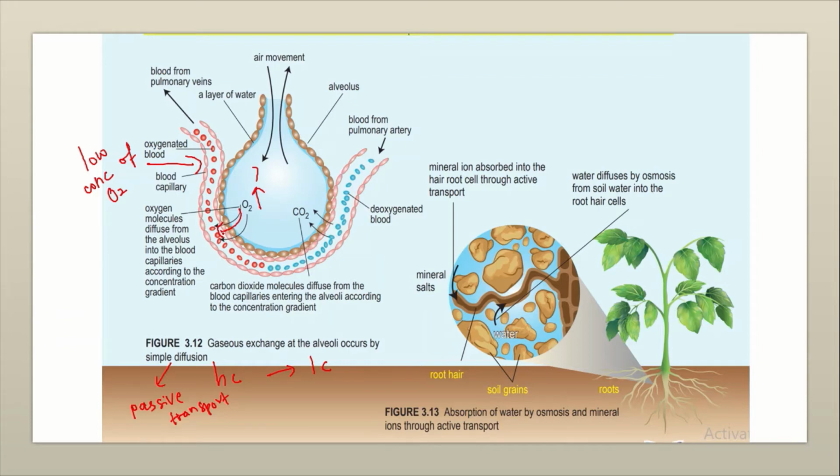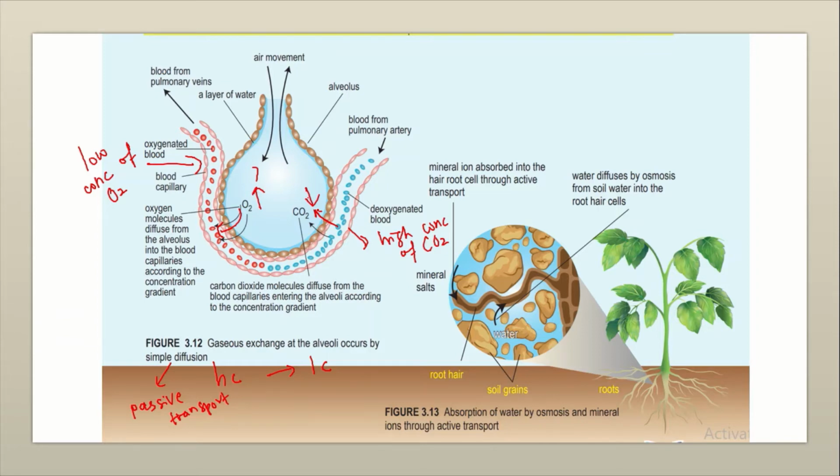Okay, so for carbon dioxide, blood contain high concentration of carbon dioxide. In the alveolus, the concentration of carbon dioxide is low. So, carbon dioxide will diffuse from the blood into the alveolus and will be exhaled to the surrounding.